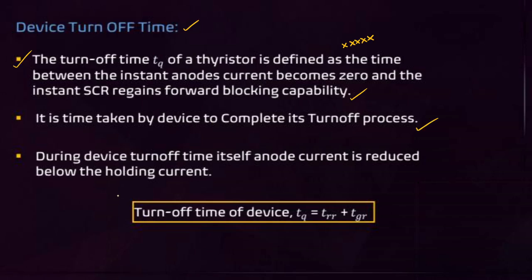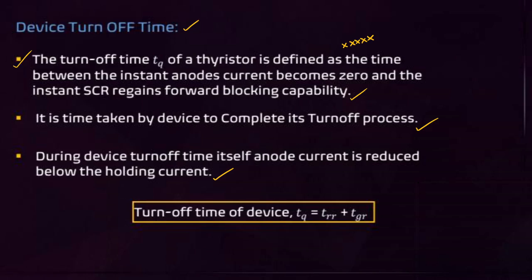This is one more definition. During device turn off time itself, anode current is reduced below the holding current. Very important observation: during device turn off time itself, current is reduced below the holding current, not during circuit turn off time. Device turn off time itself only it is reduced.